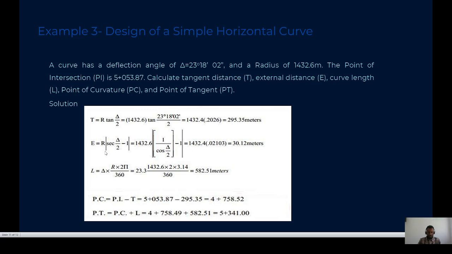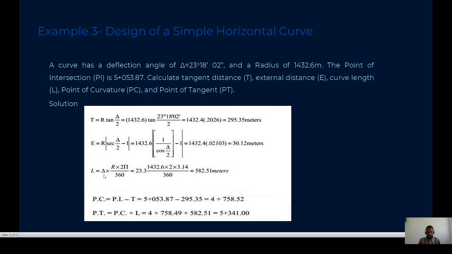The external distance is radius times sec of delta over 2 minus 1. As in the previous video on how to calculate the formulas, the radius is 1432.6 times sec, meaning 1 over cos of delta over 2, minus 1. So we get 13.12 meters.